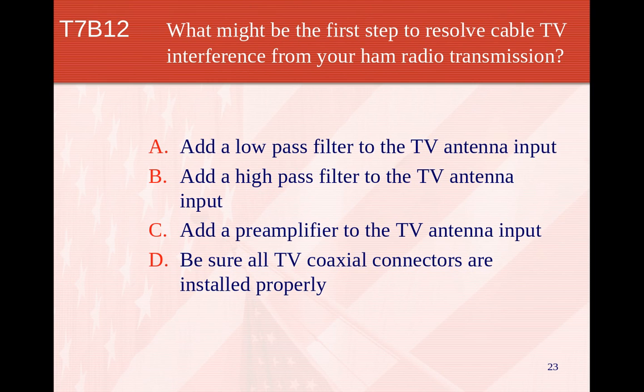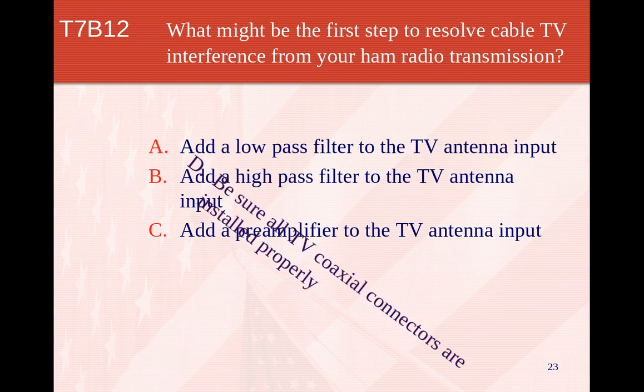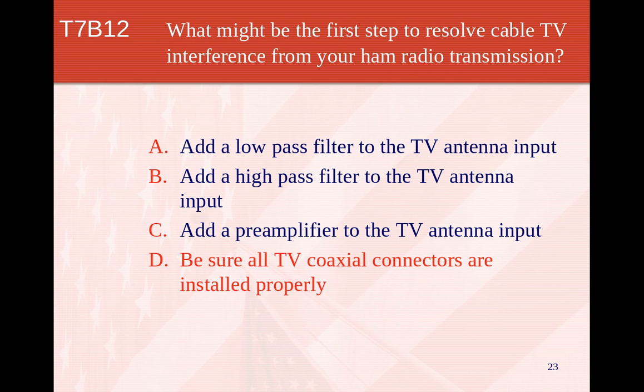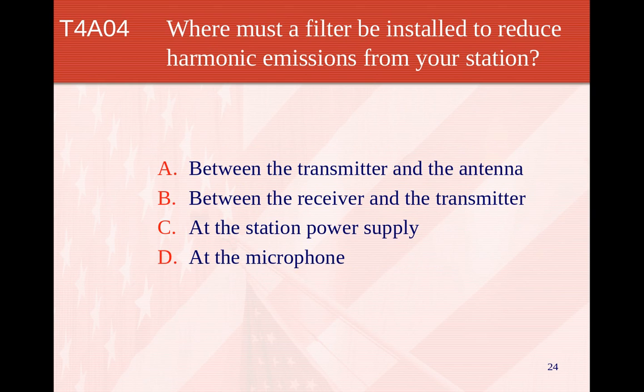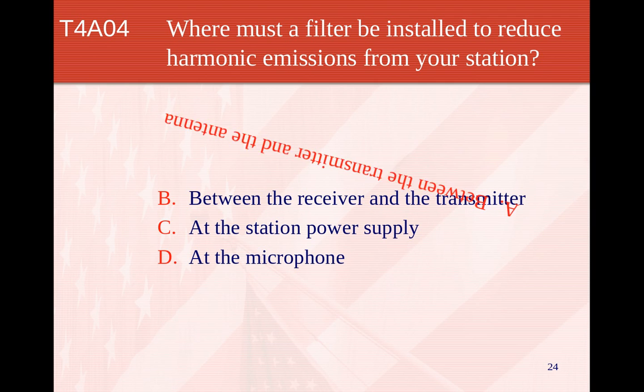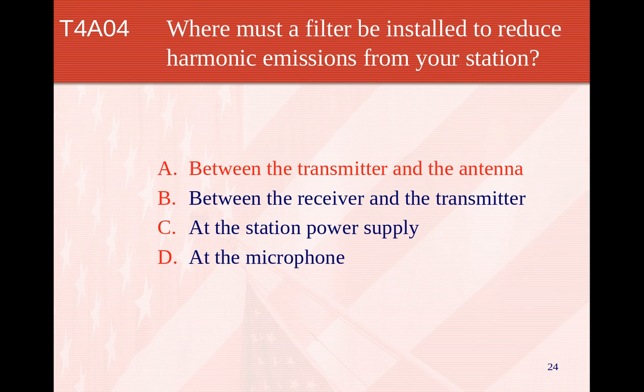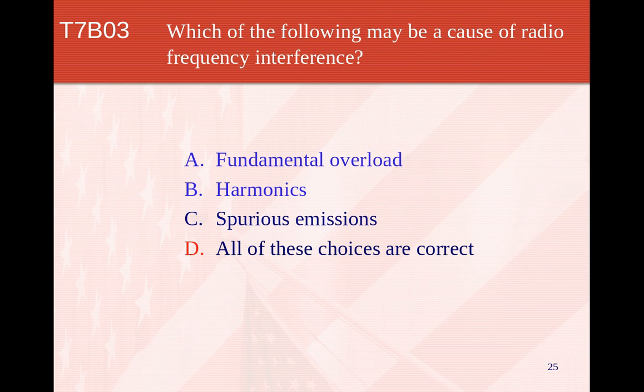What might be the first steps to resolve cable TV interference from your ham radio transmission? Be sure all TV coax connectors are installed properly. Where must a filter be installed to reduce harmonic emissions from your station? Between the transmitter and the antenna. Which of the following may cause radio frequency interference? Fundamental overload, harmonics, spurious emissions. All these choices are correct.